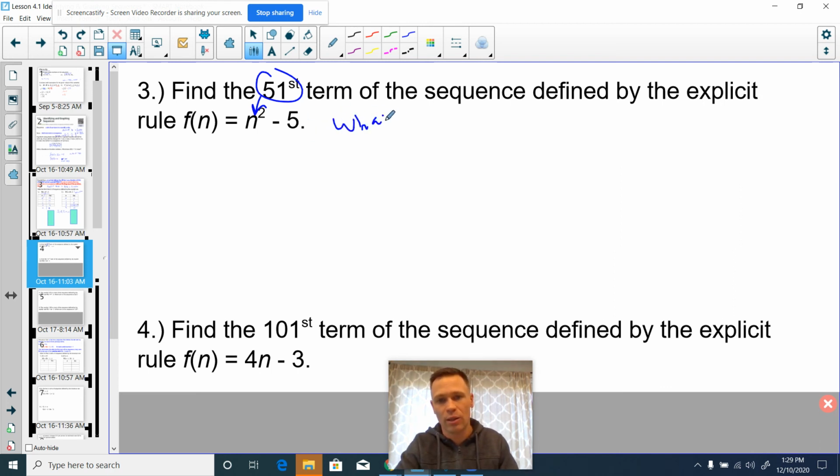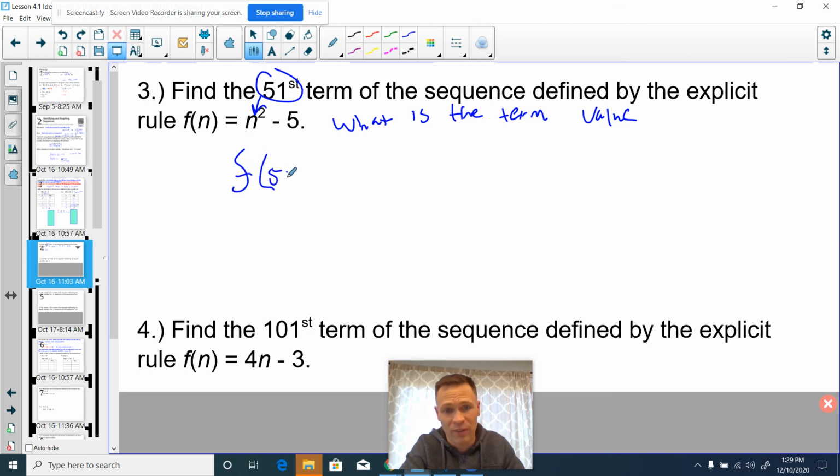So I want to know what is the term value. If I do that, I'm literally taking 51 and substituting in for n. So I could say f of 51, the function evaluated at 51, or in this case, the 51st term, is equal to 51 squared minus 5.